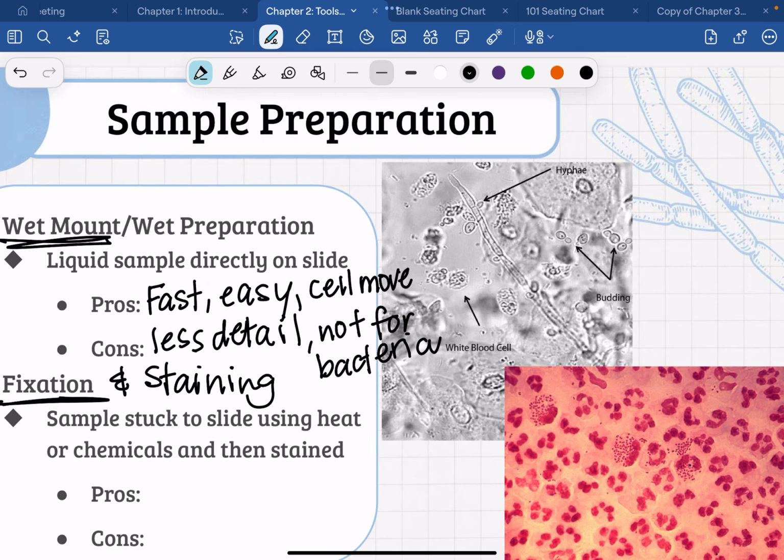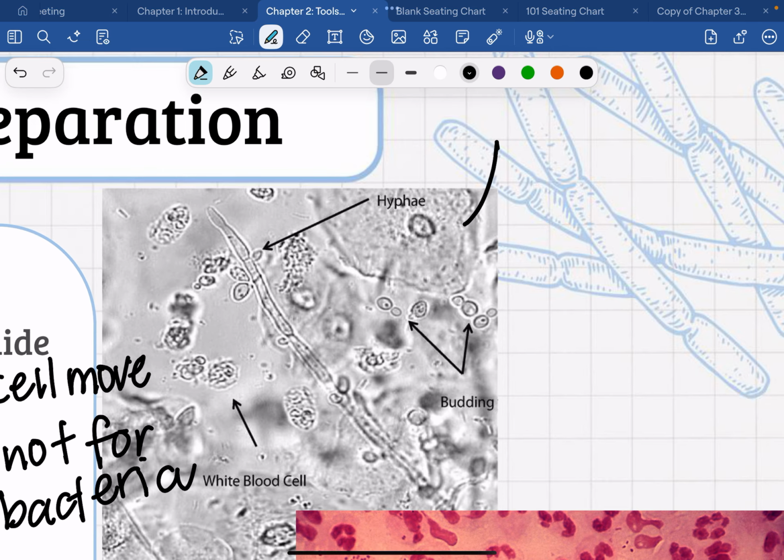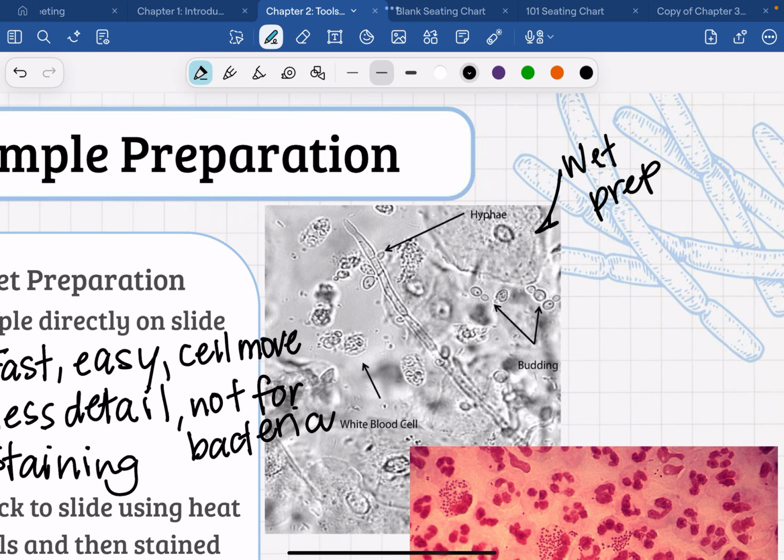So a good example of that is this right here. This is a wet preparation of a vaginal sample. Okay, so this is a vaginal sample from somebody in a hospital, I don't know who, but this is what it looks like underneath a microscope. Now notice that nothing in this slide is stained, nothing has any kind of color, there's no contrast, everything is just clear. And if you don't know what you're looking for, it can be really difficult to see things, okay?